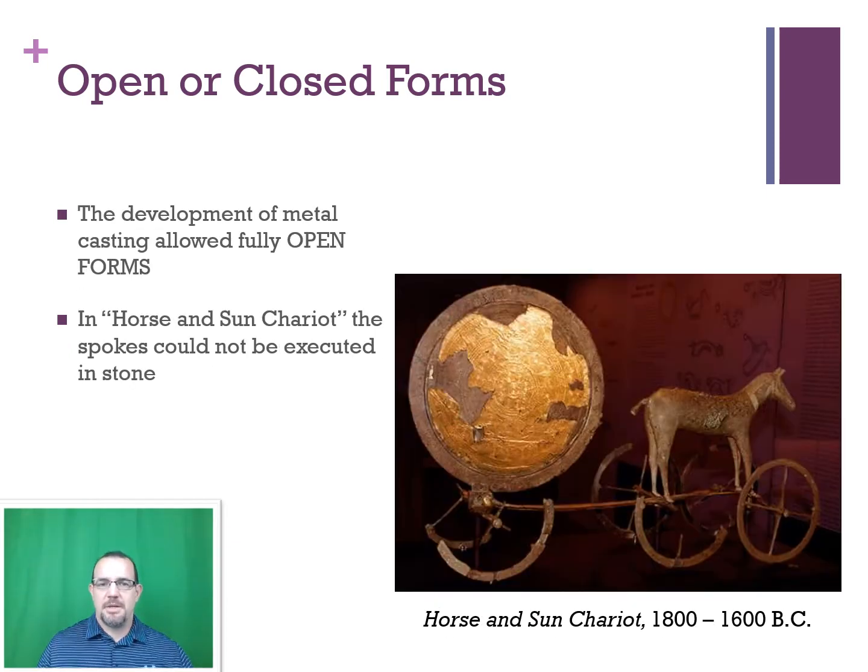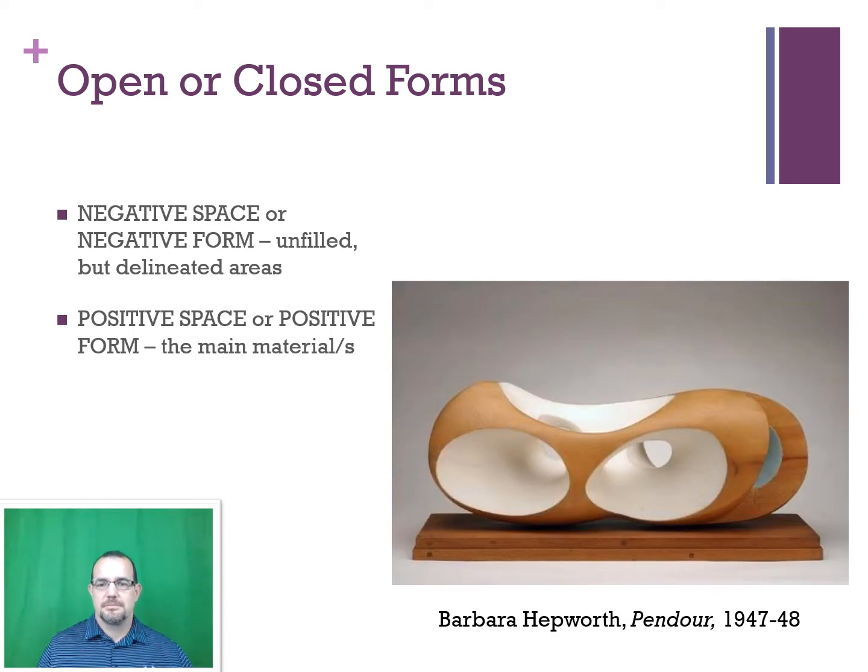With the development of metal casting, that allowed for fully open forms. And here in Horse and Sun Chariot, the spokes, they could not have been created in stone. This is one awesome form. Negative space or negative form is the unfilled but delineated areas. And then the positive space or positive form is the main material.